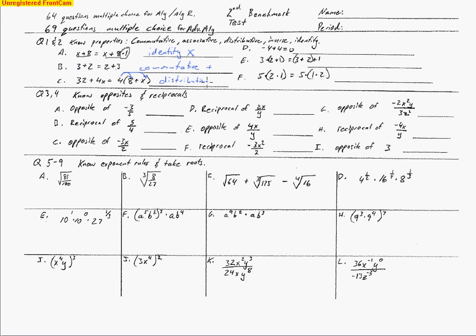Well, let's take a look at another one here. Here we have opposite signs, but the same number. Negative 4 and 4 equals 0. That's an inverse property. Inverse of addition.